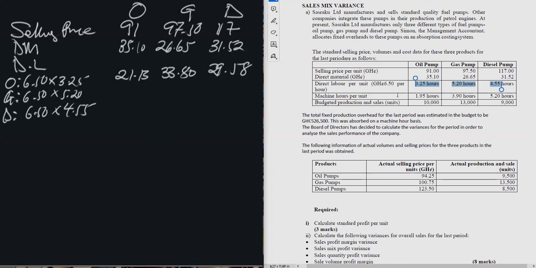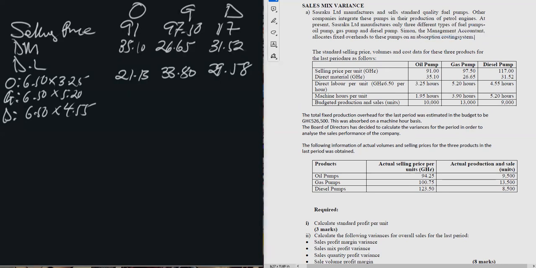Now they've given us machine hours per unit and they gave us fixed overhead. It says the total fixed overhead for the last period was estimated in the budget to be 526,500 and was absorbed on a machine hour basis. That means we have overheads, right? Was it marginal costing? No, they didn't tell us. They said we use an absorption costing system. That means you have to absorb fixed overheads.